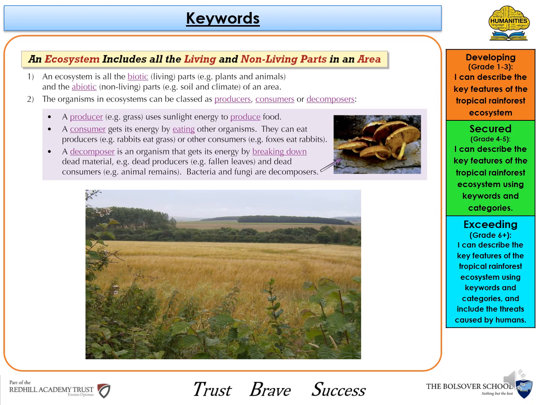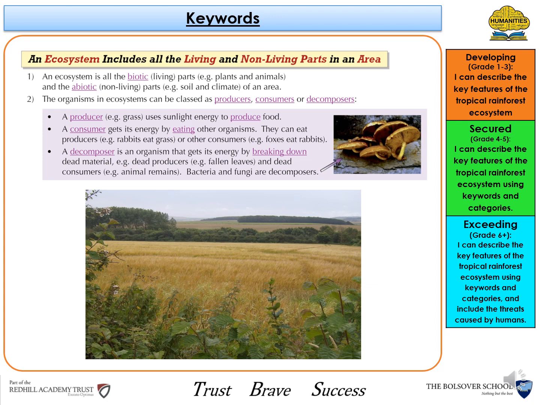When we look at ecosystems, we have to break down the organisms that live in the ecosystem into 3 groups, which are producers, consumers and decomposers. Producers use sunlight to make food for other things. So they're the plants in the ecosystem. Think of something like grass.